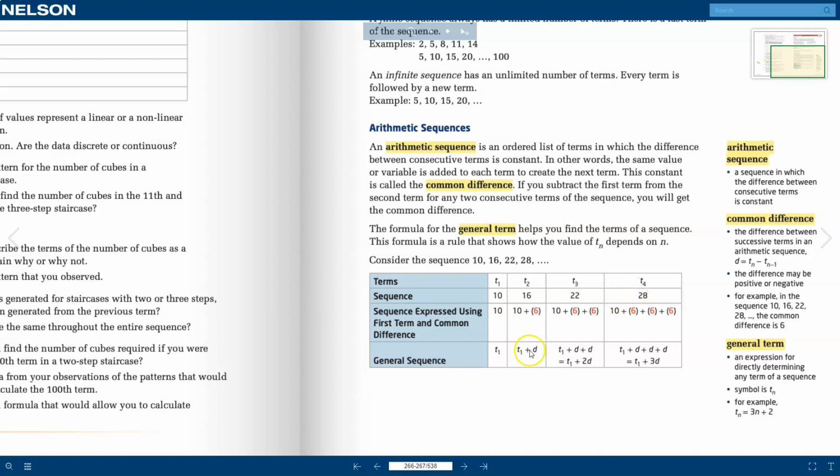You can also write the general sequence. For the general sequence, T1 is just T1. T2 is T1 plus d, the common difference, which is 6 here. Then T3 is T1 plus 2 times the common difference, and T4 is T1 plus 3d. Hopefully this makes sense, and we'll look at this more.